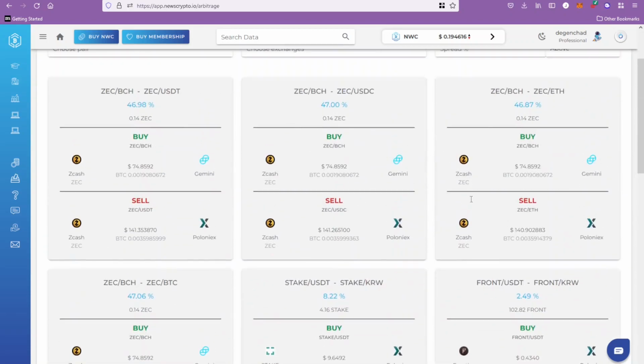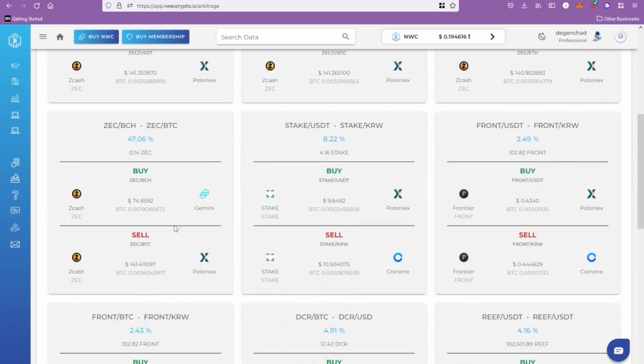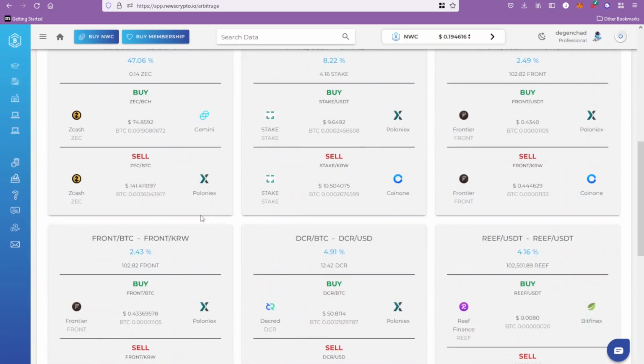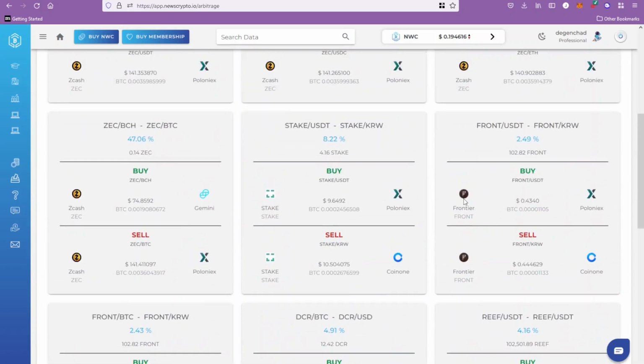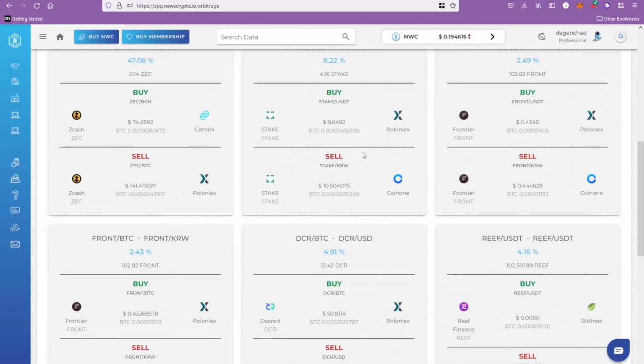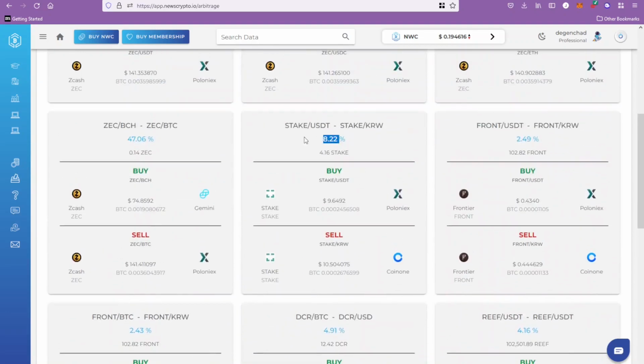So yeah, at the moment Zcash is the one. If you can buy it on Gemini at that price, it's just insane. And then you can sell it on pretty much all the other exchanges, and you will definitely make money on it. Let's have a look at some different ones. Yeah, it's 8%, which is quite nice. If you bought stake on this exchange, you could sell it at much more expensive on this one again.